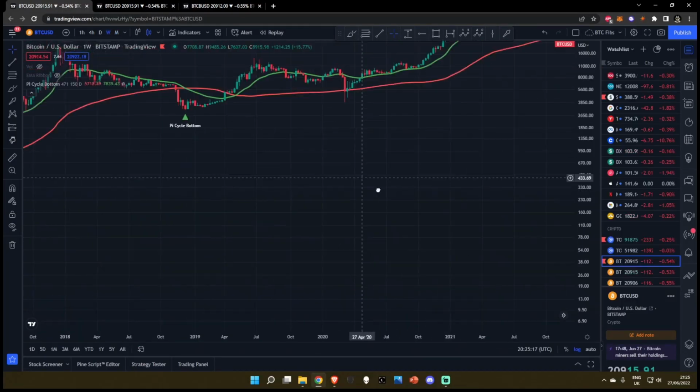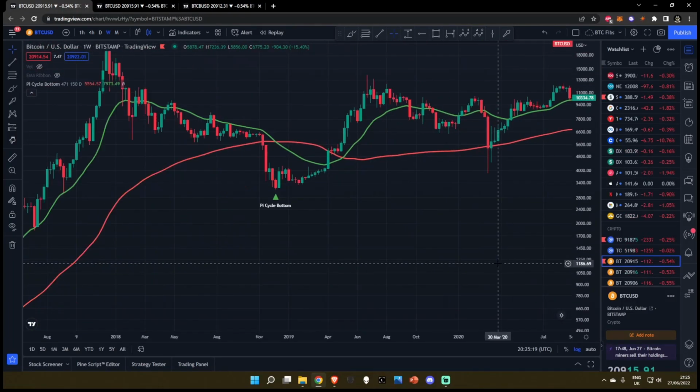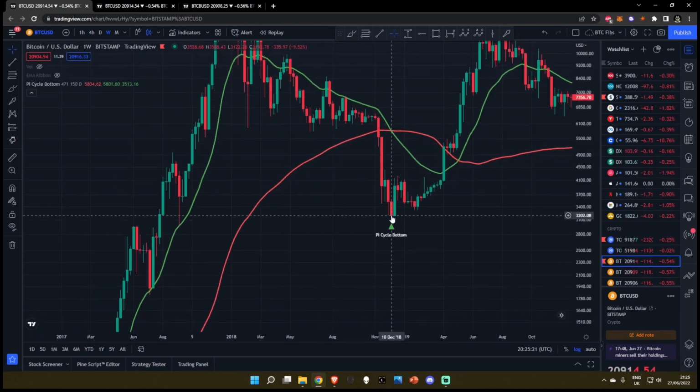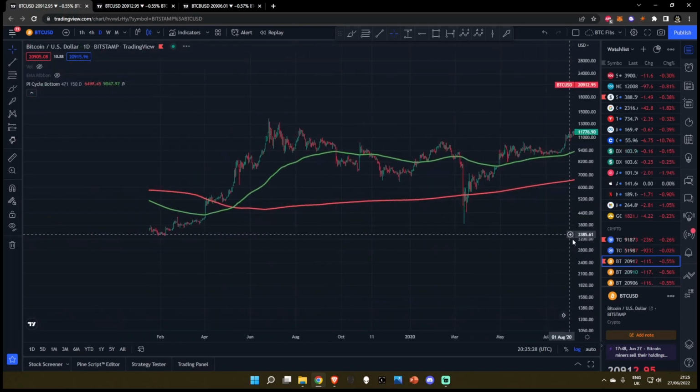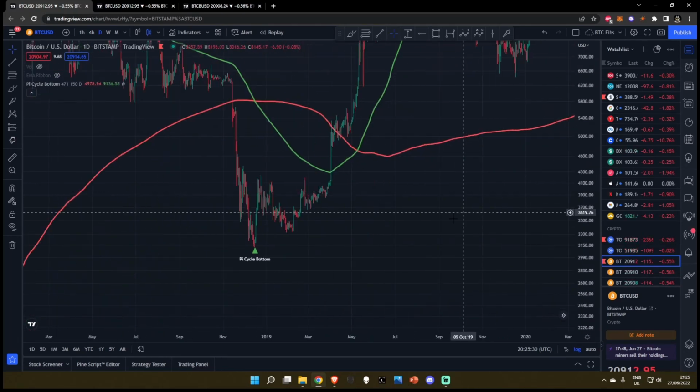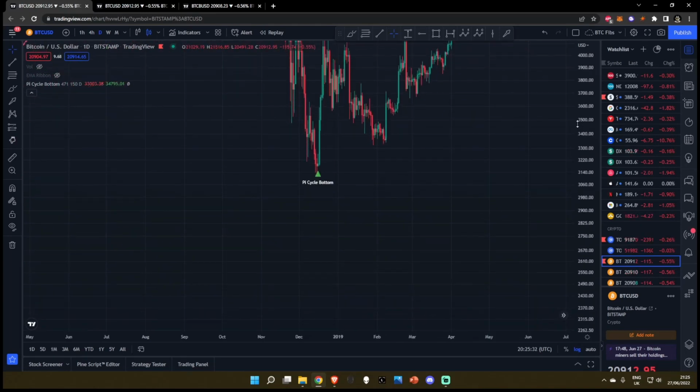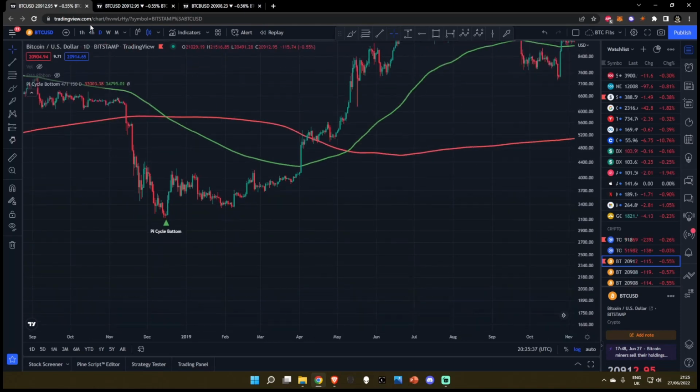If we switch over to the weekly time frame so we can see how accurate it is, you can see it called the bottom on the exact week. Let's go over to the daily time frame and see, did it call the bottom on the exact day? Well, the Pi cycle bottom flashed the day after the bottom. So that is very, very interesting.